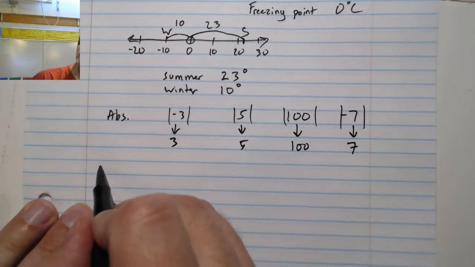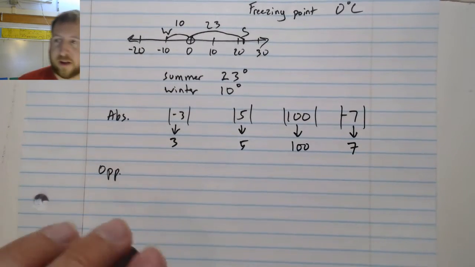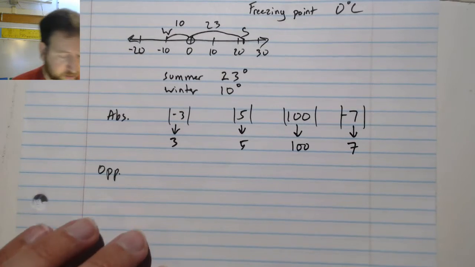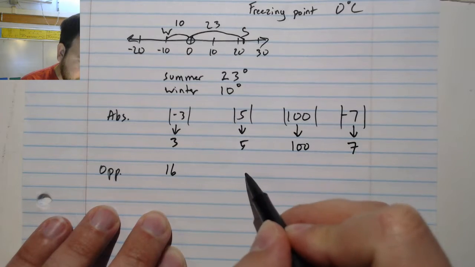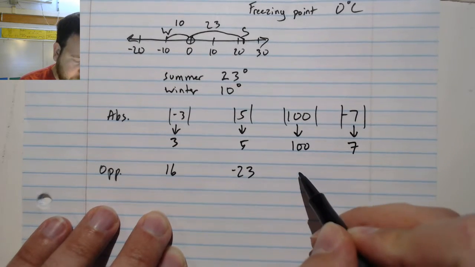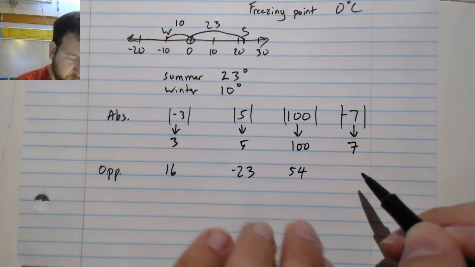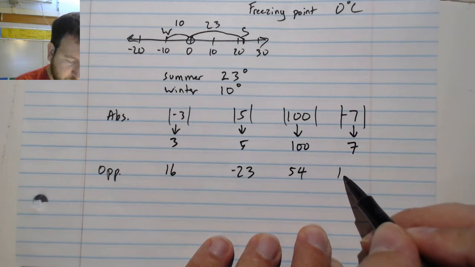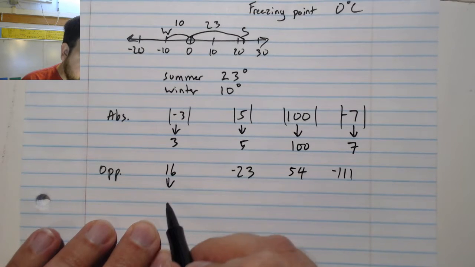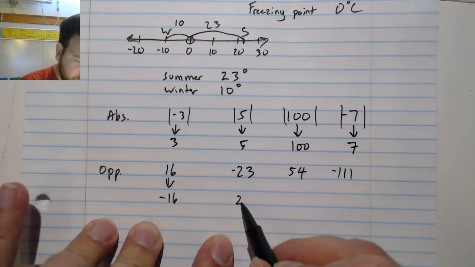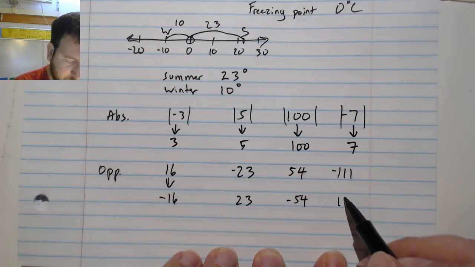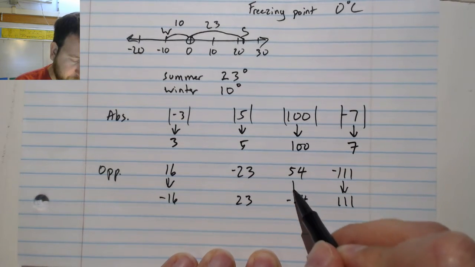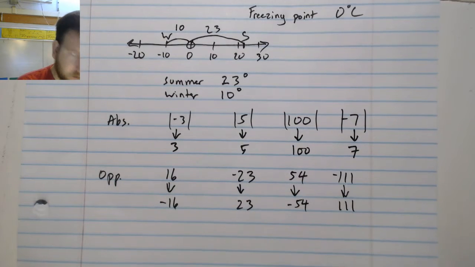And if I'm taking my opposite, all I do is switch my negative and positive depending on where I'm going. So say I have 16, -23, 54, and -111. I would go to -16, 23, -54, and 111. Make sense? Okay, good luck.